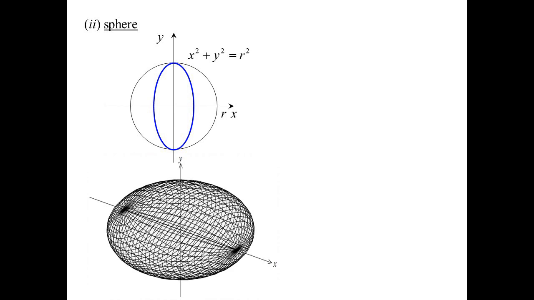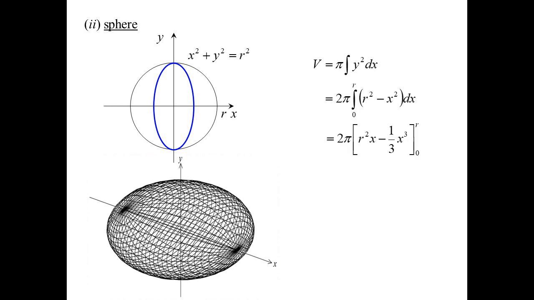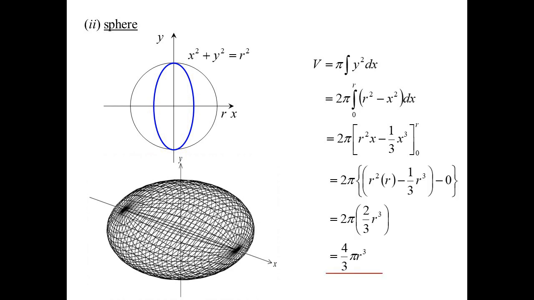Well, actually, it's probably not the circle that I'm rotating, it's more the semicircle that I'm rotating. I'm taking advantage of symmetry, so you'll notice I've got 2 pi and I'm going from 0 to r. Integrate that, remember r is a constant, it's the radius, so we get r squared x minus a third x cubed. Substitute in r, substitute in 0, this one drops out a little bit nicer than the cone. There it is, 4/3 pi r cubed.